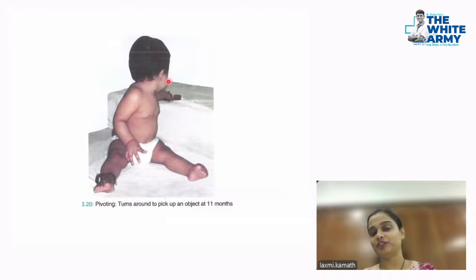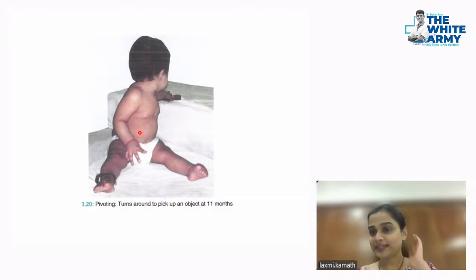Around the same time, we also get pivoting. Now pivoting means when the child is sitting, if you give an object behind or if you create a sound behind, the child will turn towards the source of the sound or towards the object to take it by stabilizing its trunk and lower limb. So this is called as pivoting. Now this pivoting also happens around 11 months of age.